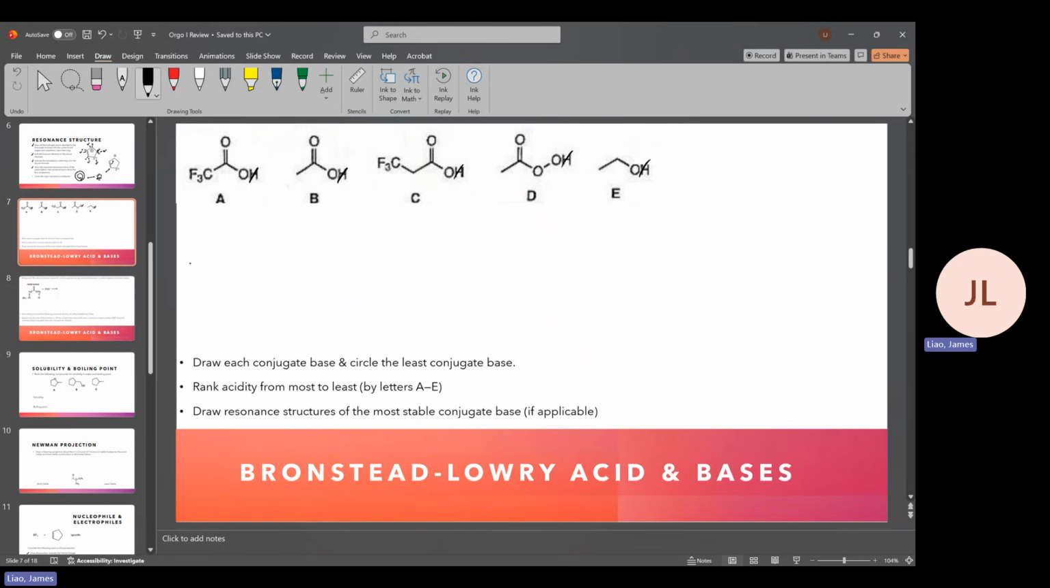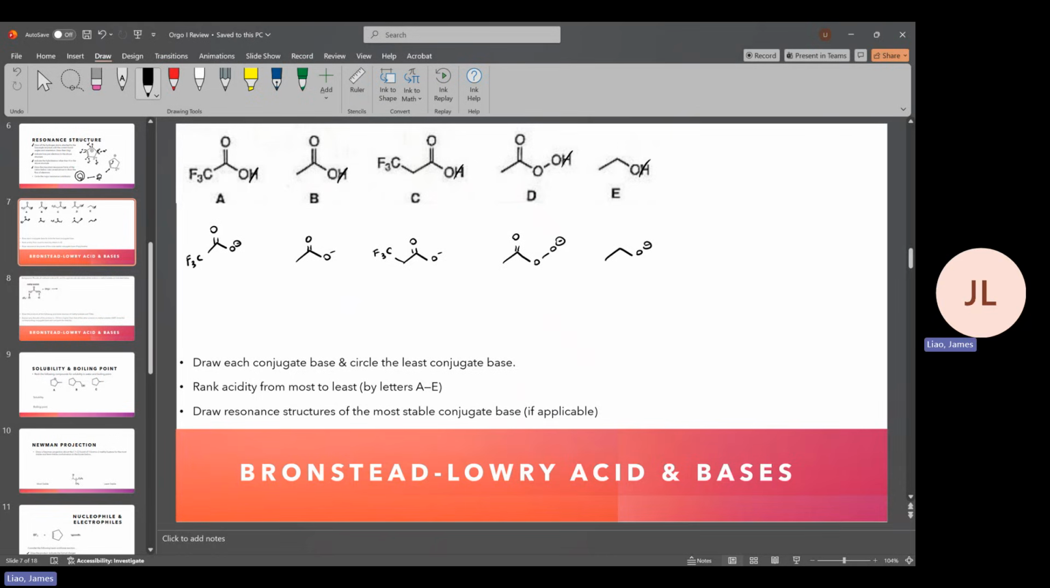So I'm going to form a F3C, and then this O minus. That's the conjugate base. Then we have this again, the O minus and the carbonyl. Here, O minus. Okay, and then here, and then finally, that's the conjugate base. Now we also need to circle the least conjugate base.